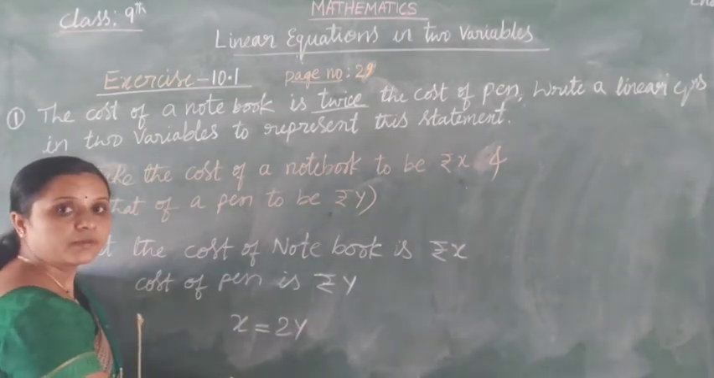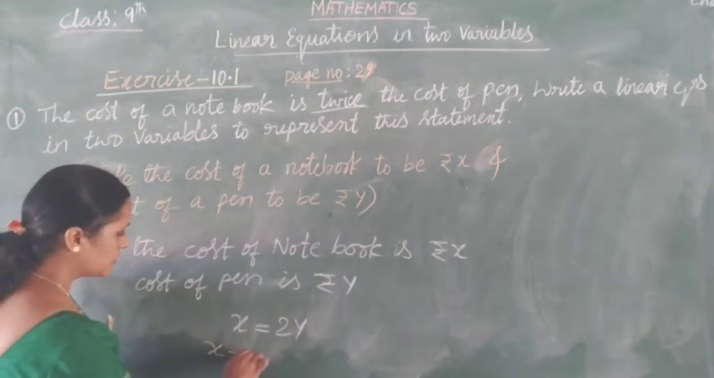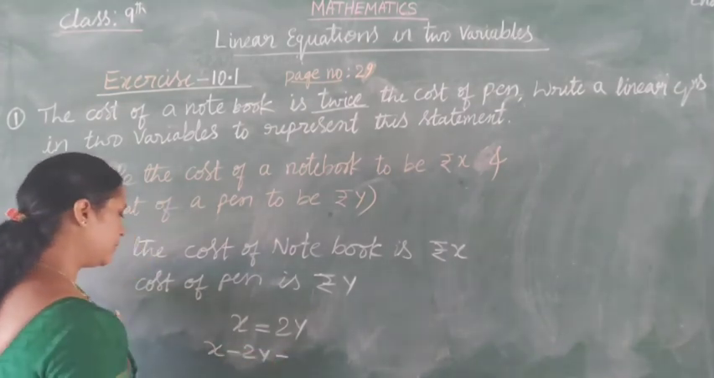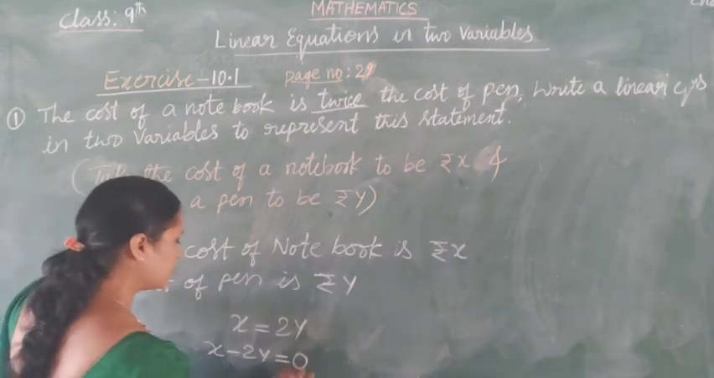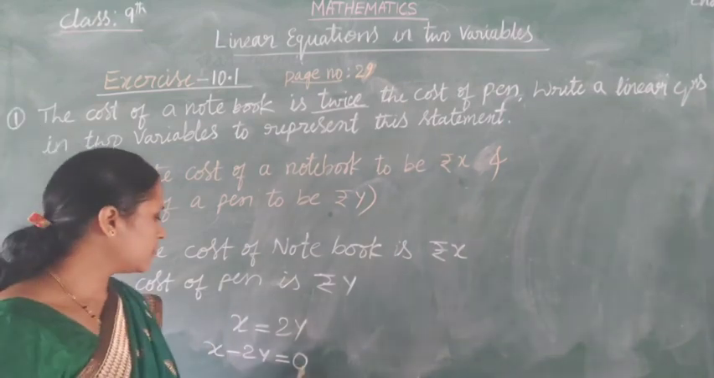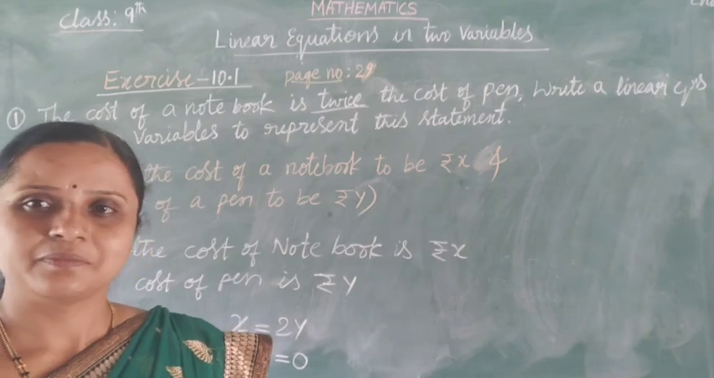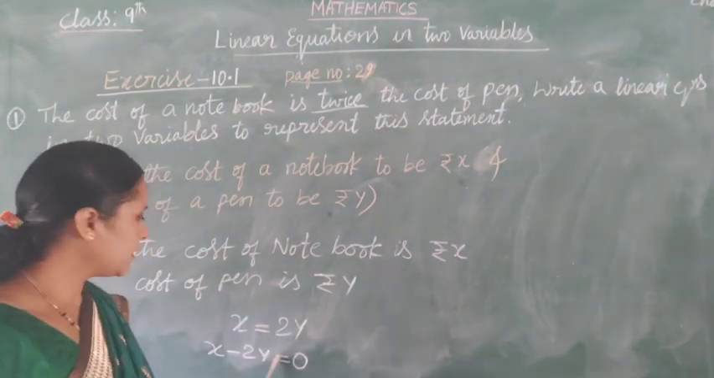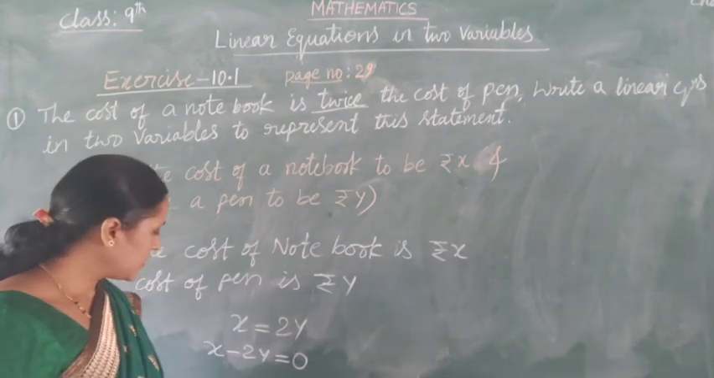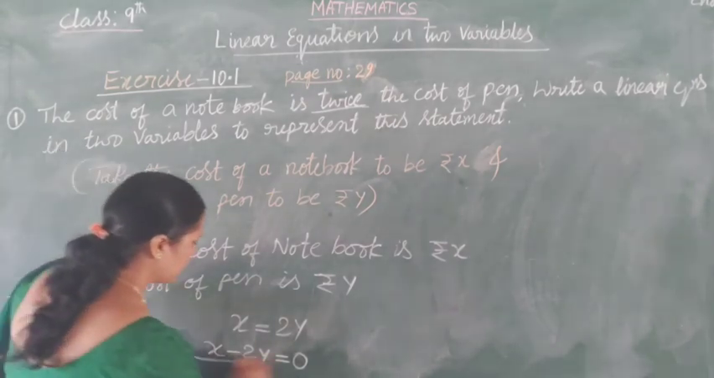So now you can write in general form. The general form is x minus 2y equal to 0. So here the value of c is not there, so in place of c you can write 0, otherwise you need not write the 0. Finally you write the equation is x minus 2y equal to 0.